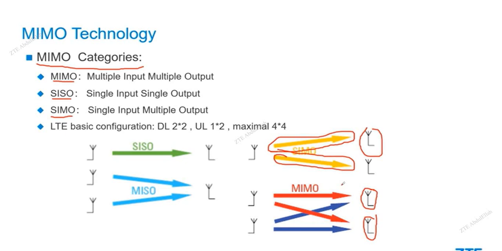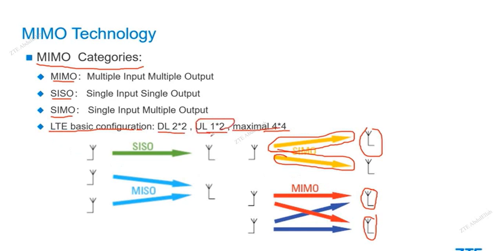Okay, so that's why in LTE we are using MIMO, because diversity can improve the coverage, and multiplexing can improve the data rate. So MIMO can realize these 2 functions together. Okay, so in LTE we are using MIMO. And the LTE basic MIMO configuration is downlink 2x2, uplink 1x2, maximum 4x4. That means in LTE we can use a maximum of 4x4.